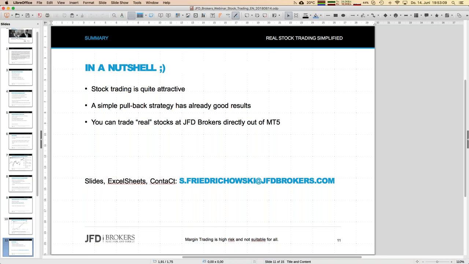And the other good thing is that we can buy it directly out of MT4 with JFD. Not MT4, sorry, that was a mistake. It's MT5, but it behaves for that kind of trading more or less the same. So it's not a big deal to come from MT4 to MT5. And you can do everything still in your well-known platform, with a very good cost level of $2 per round turn. So that's the pullback strategy.